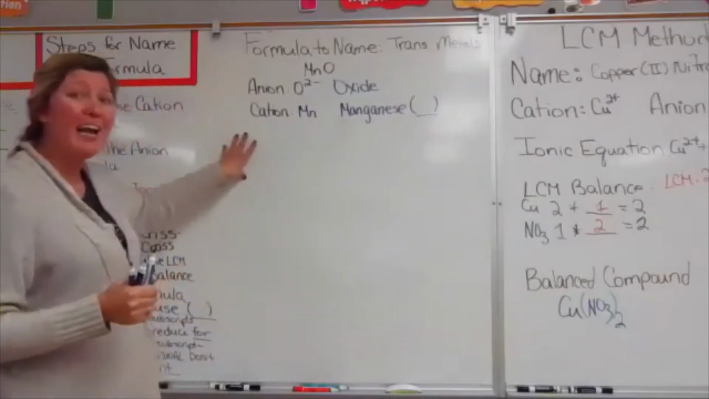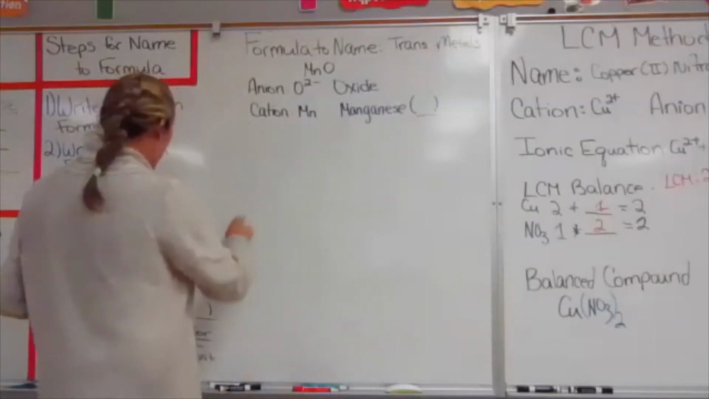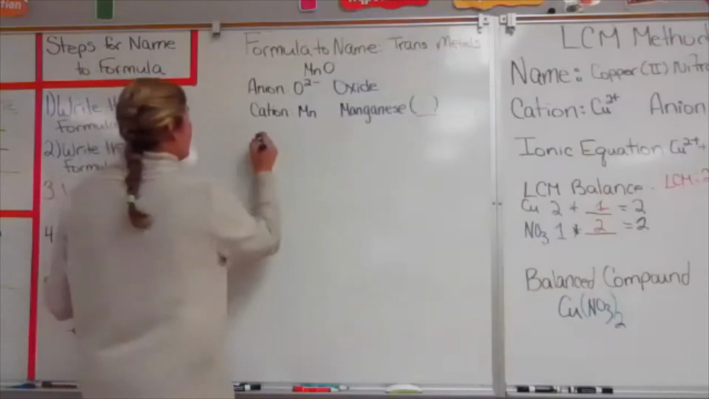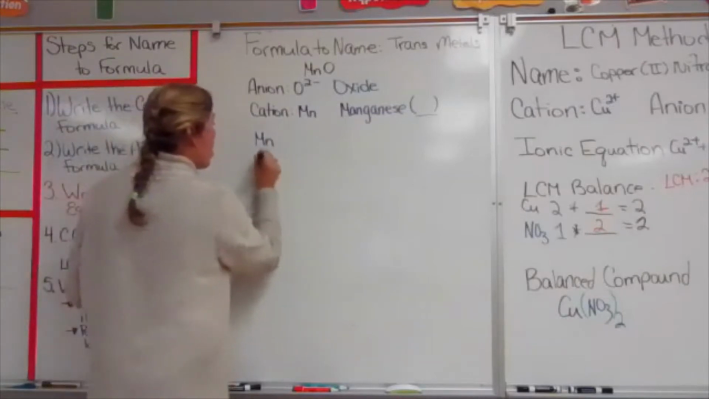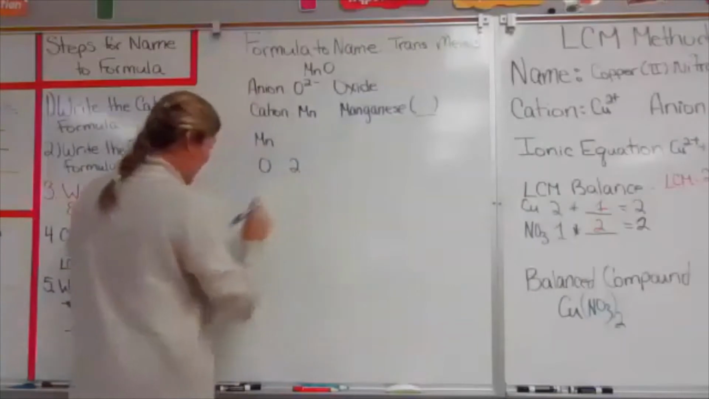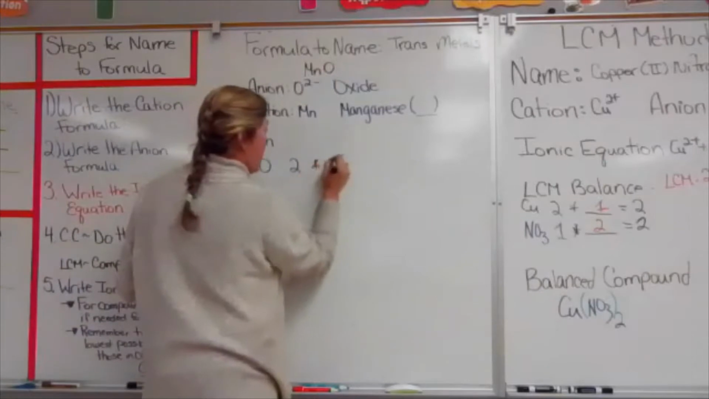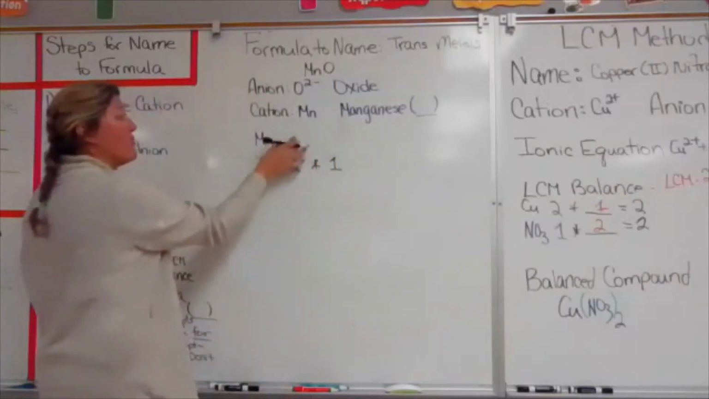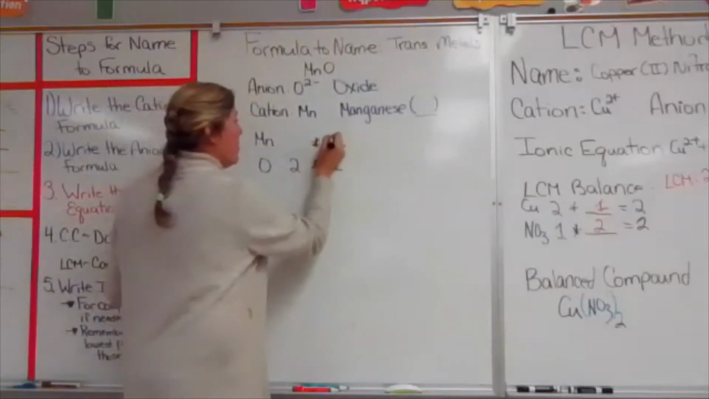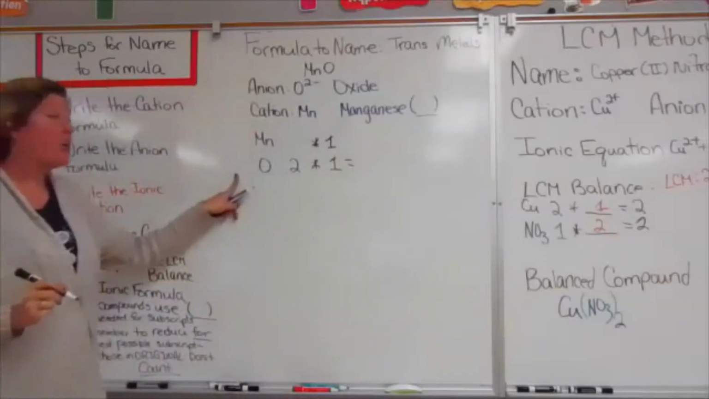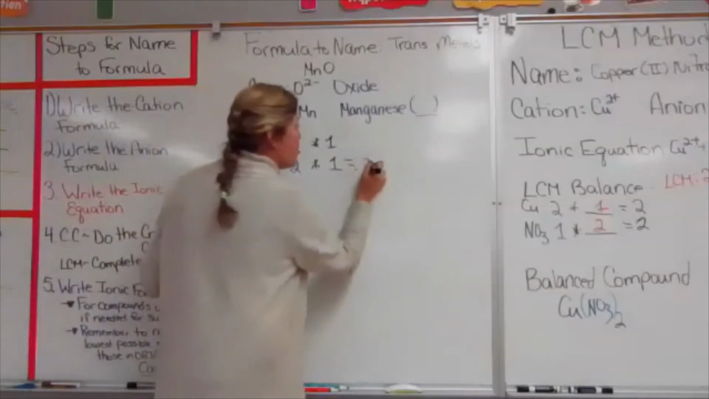So what we do is we do an LCM chart with what we have. We can identify we have Mn and we have O. We know the charge of O is 2, and I have one of them. We don't know the charge of manganese, but I have one of them. Well, we can use this chart to go, okay, oxygen's filled in fully. So 2 times 1 gives me an LCM of 2.